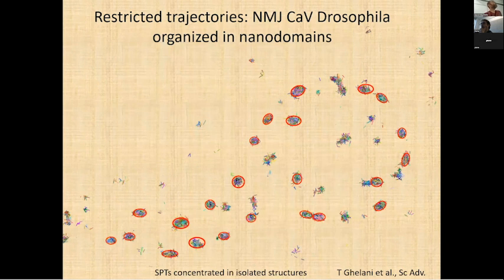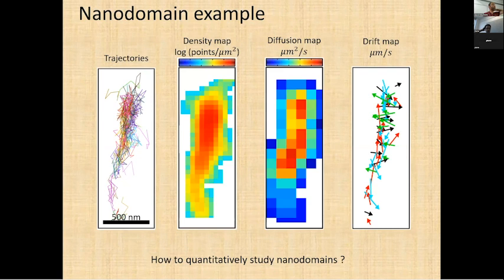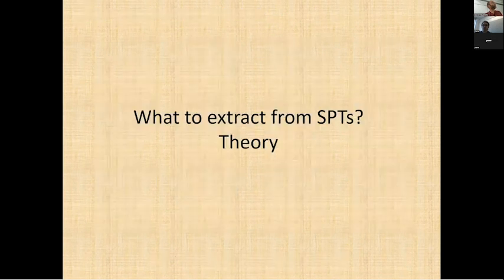All right, so this is what I've shown you already, the fact that you can have this restricted region where you have this high density, and you want to automatically generate these round circles or these ellipses. So again, you have trajectories. From the trajectories, you can get the density map. You can extract the diffusion map. I'll explain how this is done. And you can extract the drift map, that is, what is the resulting direction when you average all your trajectories at a specific location.